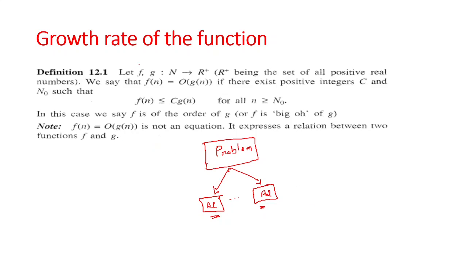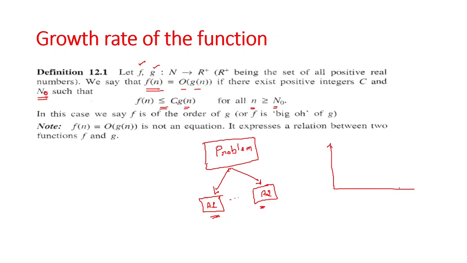I have two functions f and g, and we can say that f of n is big O of g of n if there exist a positive constant c and n naught such that f of n is less than or equal to c into g of n for all n greater than or equal to n naught. In this case we say that f is of the order g, or f is big O of g. This is how we represent it.